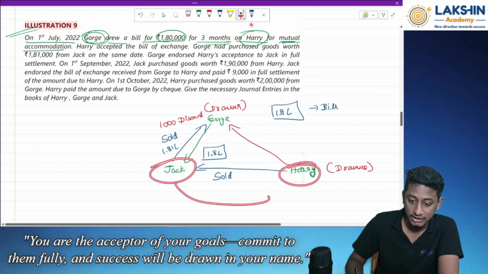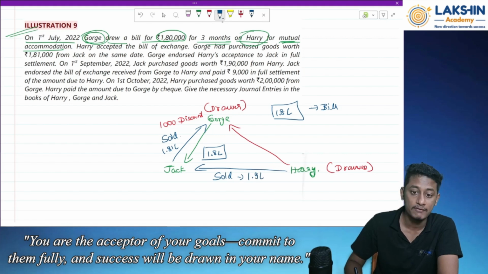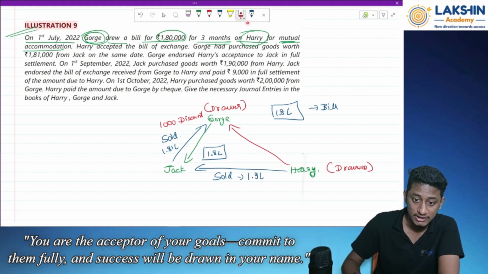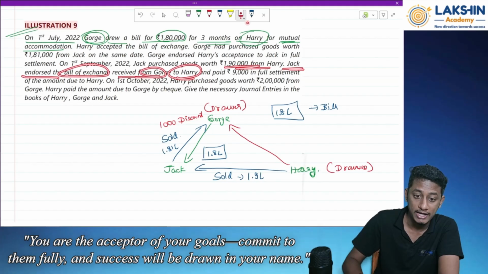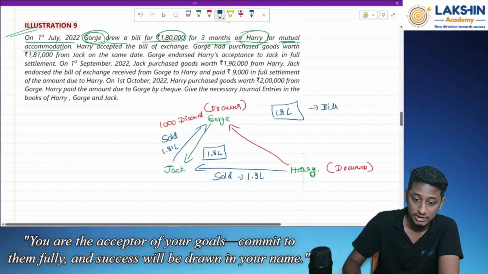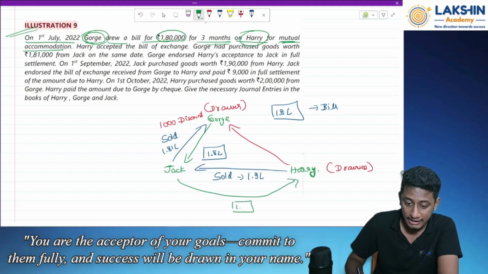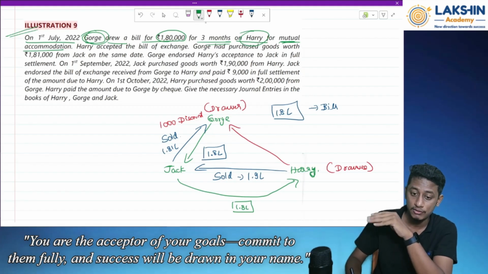That means Jack owes how much? The sale value is 1.9 lakh. 1.9 lakh is the total sales value. Out of this, what is Harry doing now? Jack endorsed the bill of exchange received from George to Harry. Now what has Jack done over here? Jack has again endorsed the bill of exchange to Harry. Now Jack is endorsing the same bill to Harry.